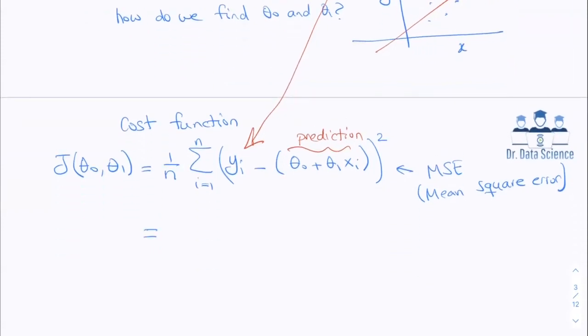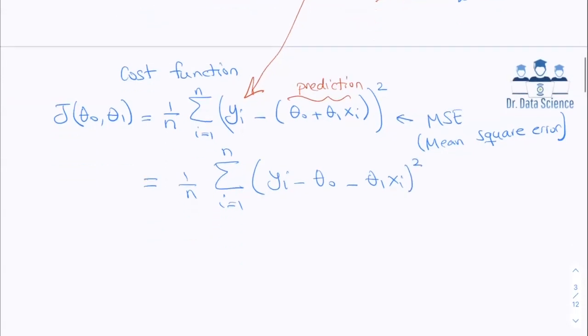And if you want, you can also simplify this. For example, this is equal to summation of 1 to n of yi minus theta 0 minus theta 1 xi to the power of 2. And the goal here is to find values of theta 0 and theta 1 that lead to the minimum value of this cost function. So we are trying to find the solution of this optimization problem.